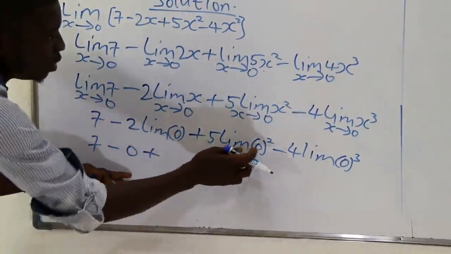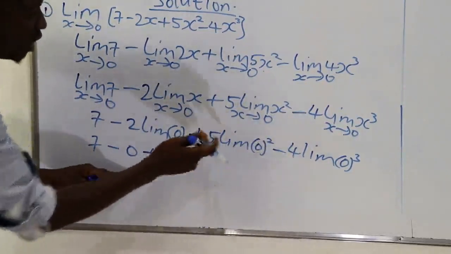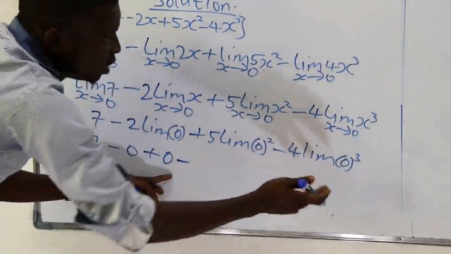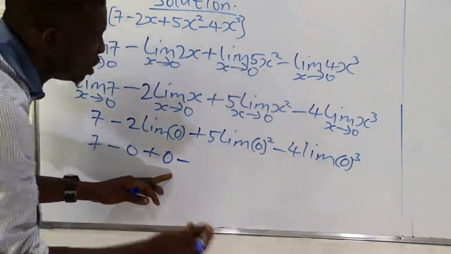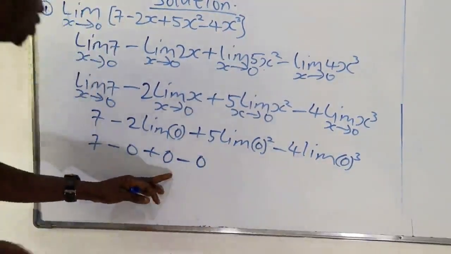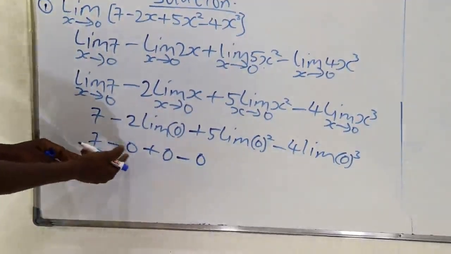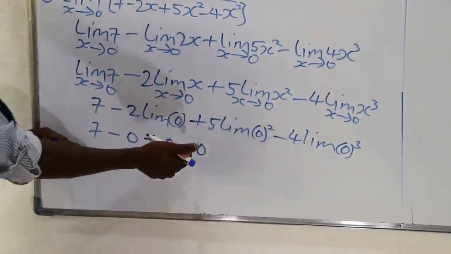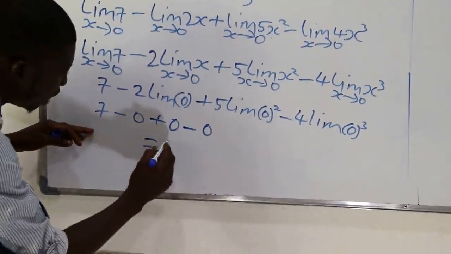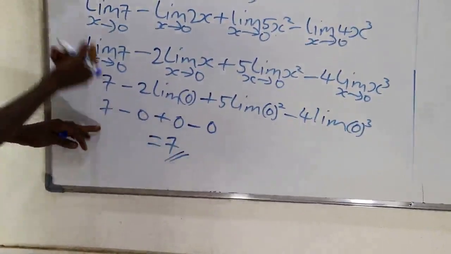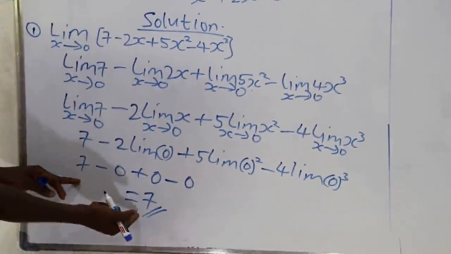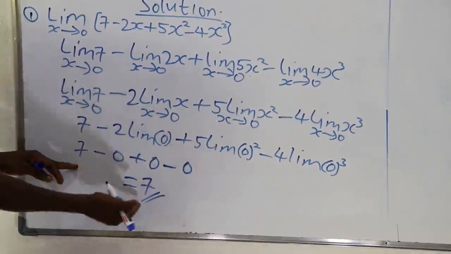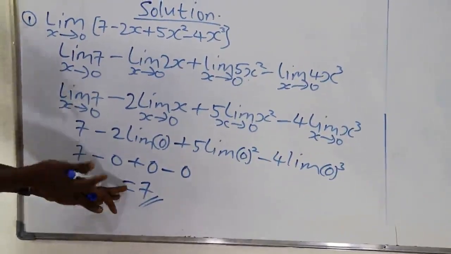Plus, now, 0 raised to power 2 is 0, and 0 times 5 is 0. Plus 0. Now minus 0 raised to power 3 is 0, and 0 times 4 is 0. Minus 0. So 7 minus 0 is 7, plus 0 is 7, and 7 minus 0 is 7. So our final answer is 7. So for example 1, our final answer is 7: 7 minus 0 plus 0 minus 0 is 7. So this is example 1.